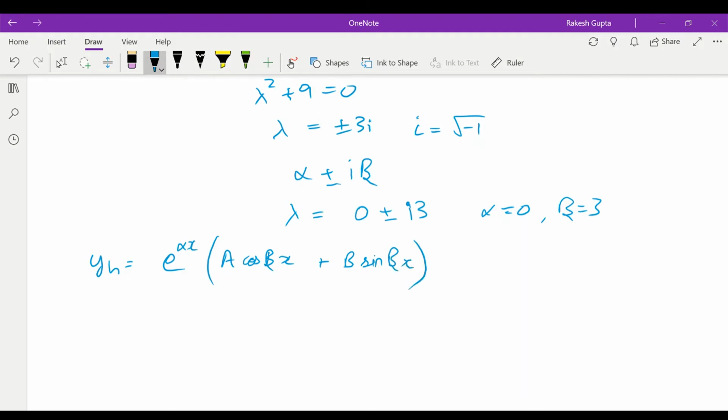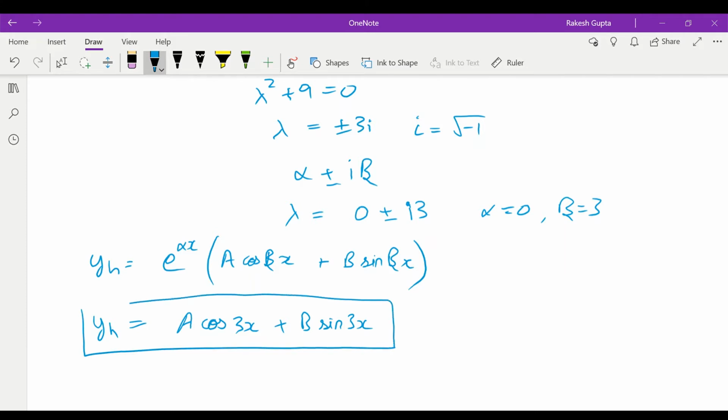Now we know the values of alpha and beta, so we substitute them in this equation. So e power alpha is e power 0, which is 1. We're going to get a cos 3x plus b sin 3x. This is the solution for the homogeneous part.